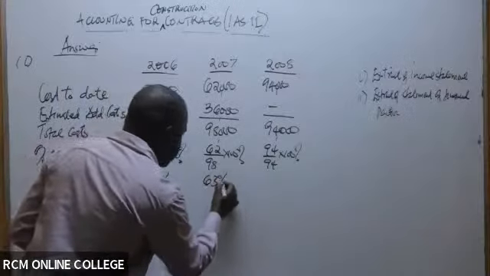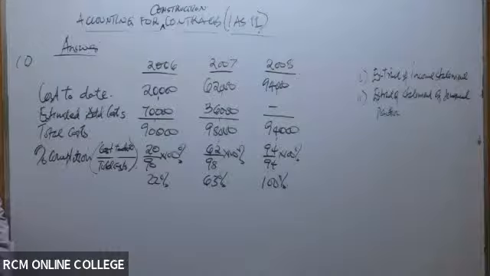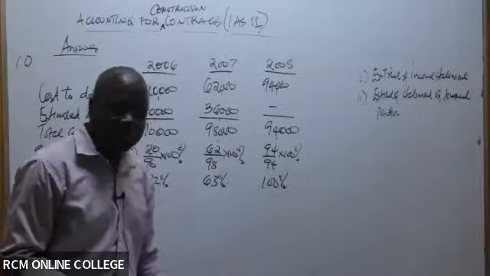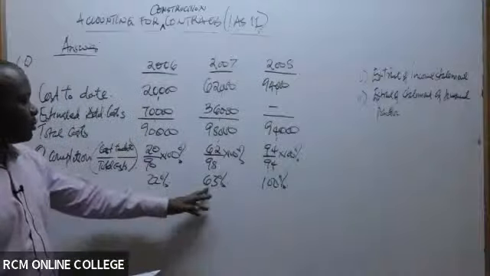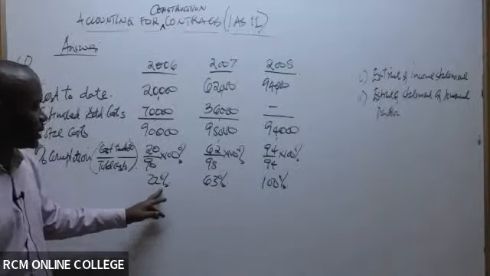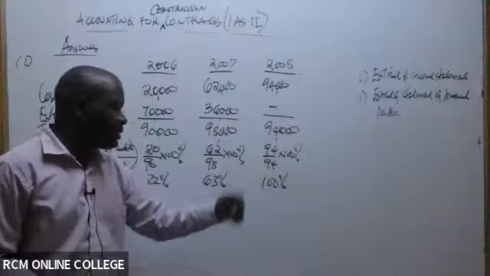Third year, 100%. You can see in the third year we have finished the work, right? It is 100%, so you see we have completed, we have finished. Here you see we have finished the project. Here we reached 22%, here 63%, here 100%. So it is finished, we have completed 100%.